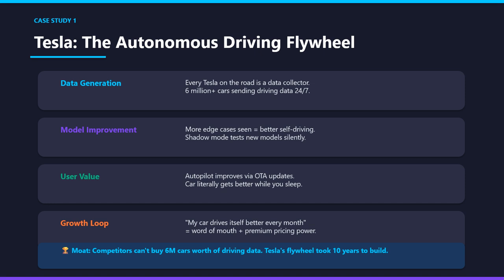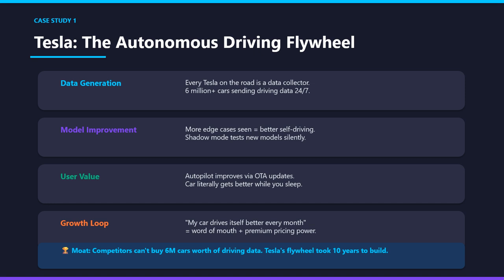And coming to user value, Autopilot literally gets better while you sleep. Tesla pushes over-the-air updates that improve the driving data. So your car is better on Tuesday than it was on Monday, right? No other car company can do this.